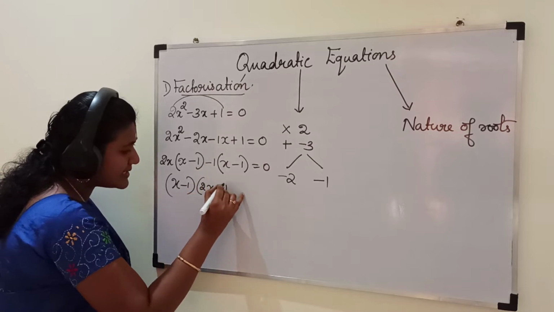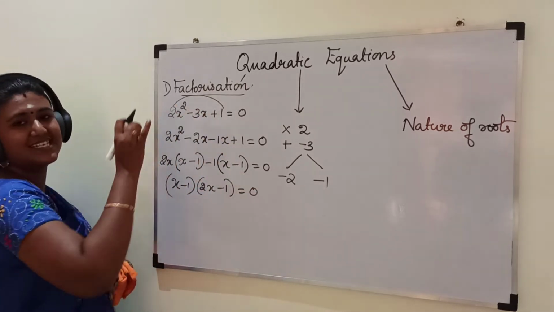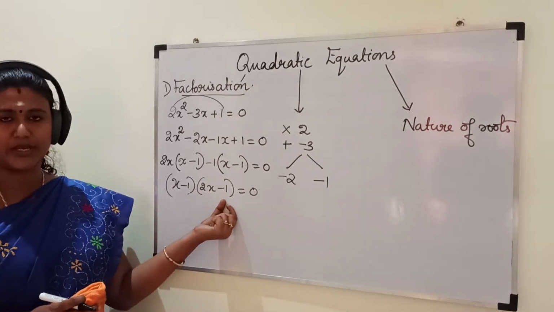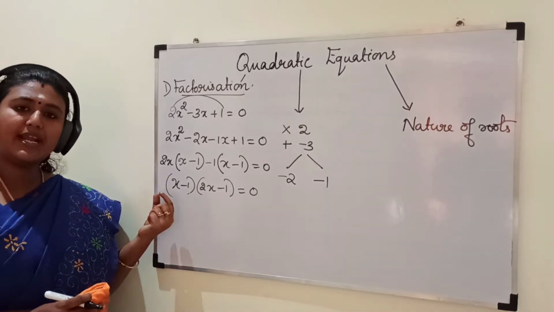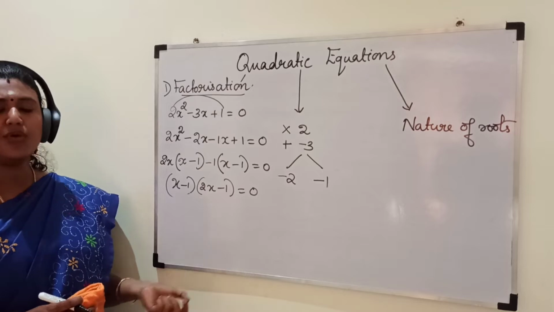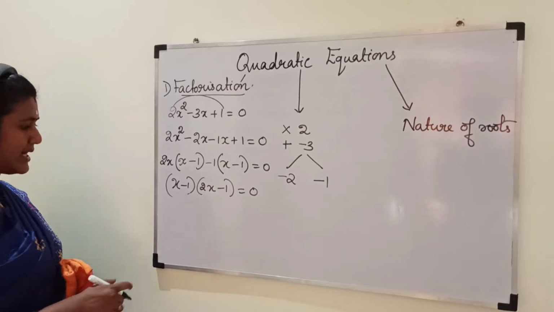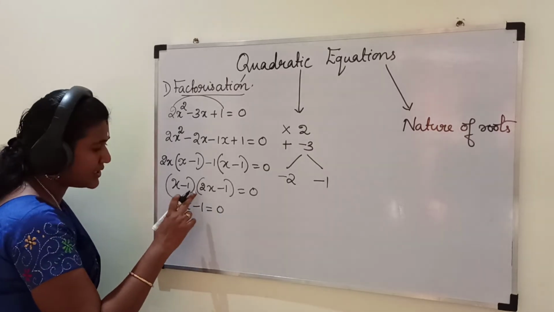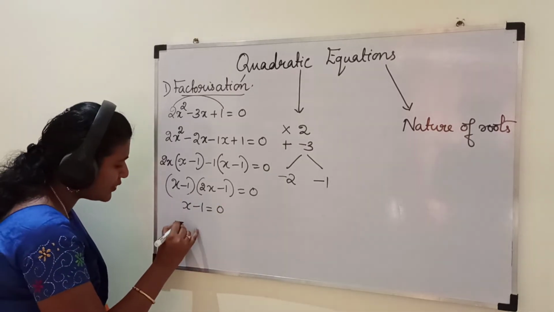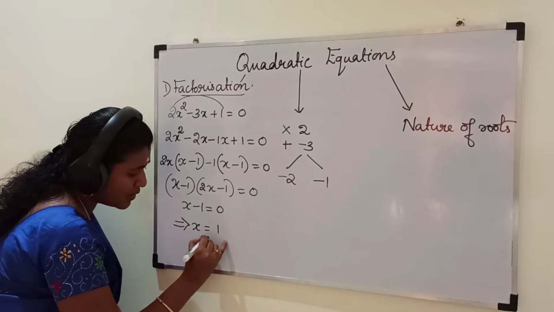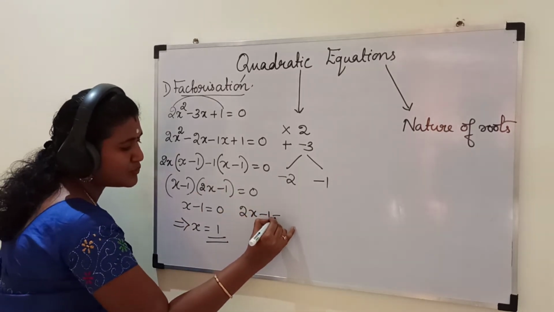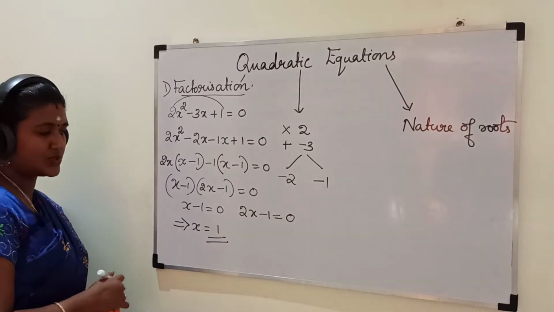So we will get the factors of this quadratic equation as x minus 1 into 2x minus 1. Now if you equate each factor to 0, you will get the solution of the quadratic equation. First we will equate the first factor to 0, that is x minus 1 equal to 0, which implies x is equal to 1. Now we will equate the second factor, that is 2x minus 1 is equal to 0.